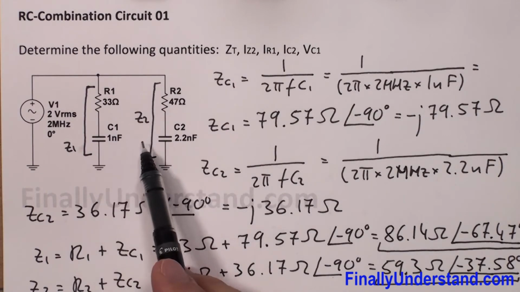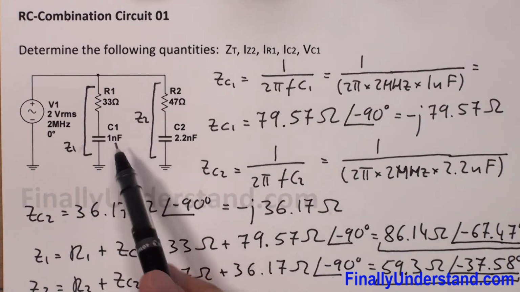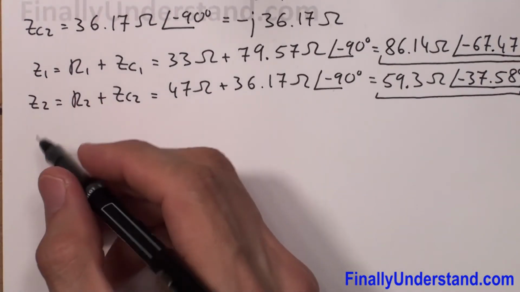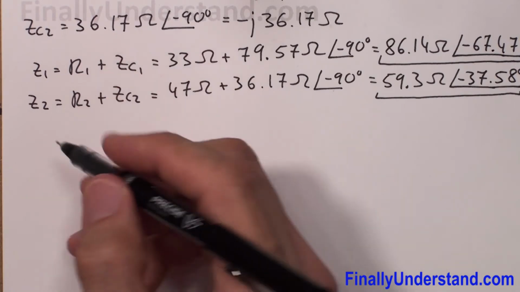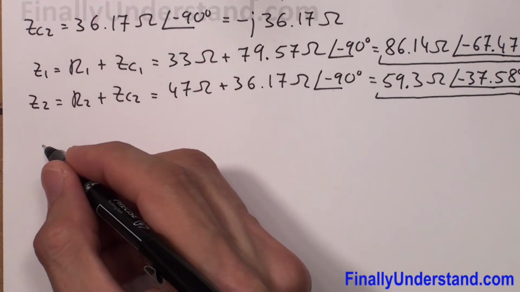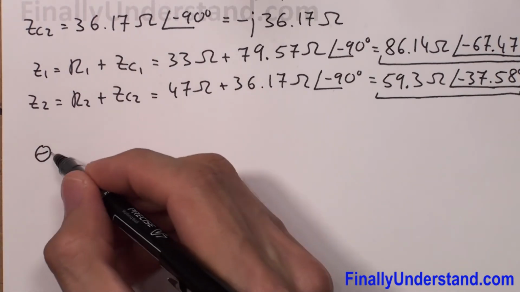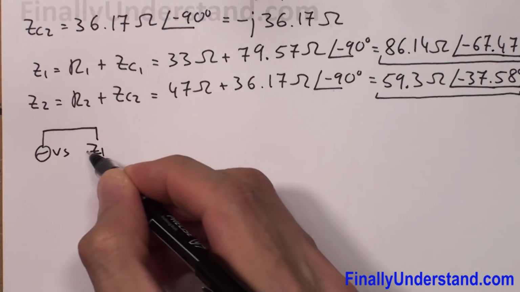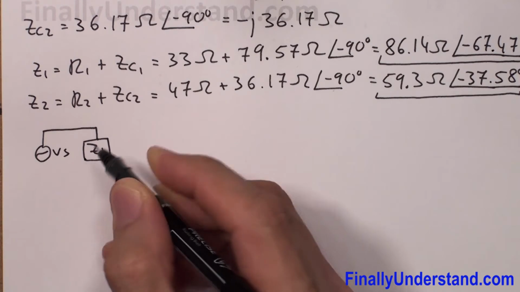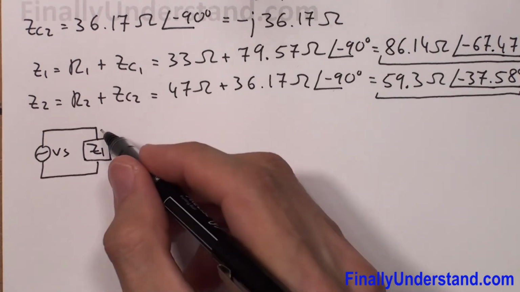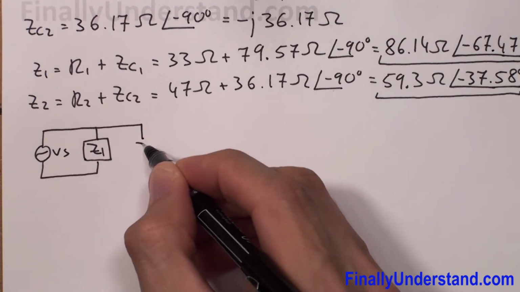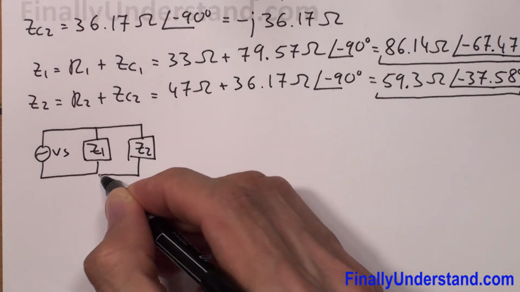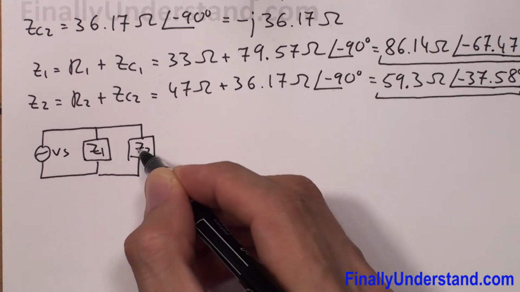Okay, so this is the impedance of my second branch. Please notice that these two branches are in parallel. So I can redraw this circuit to make this network look a little bit simpler. I have a voltage source and I have my Z1 and I have Z2. Now you can see very clearly that these two impedances are in parallel.